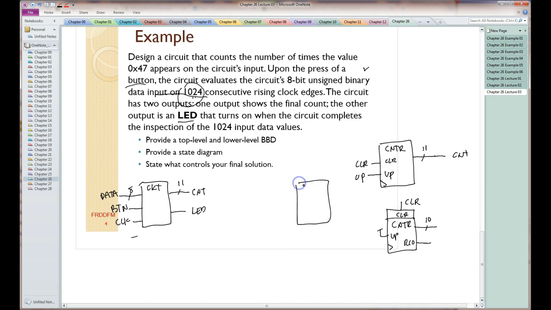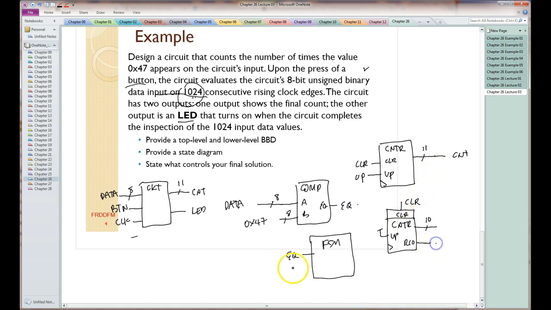That is going to be a comparator. A is going to be data, doesn't really matter, it could be B. Certainly I need to draw a state machine, FSM, and so what's going to control this? Generally speaking, this is a status input, this is a status input. Both the EQ and RCO are status inputs. So this is the event counter, it doesn't need an RCO. We're okay with that one.